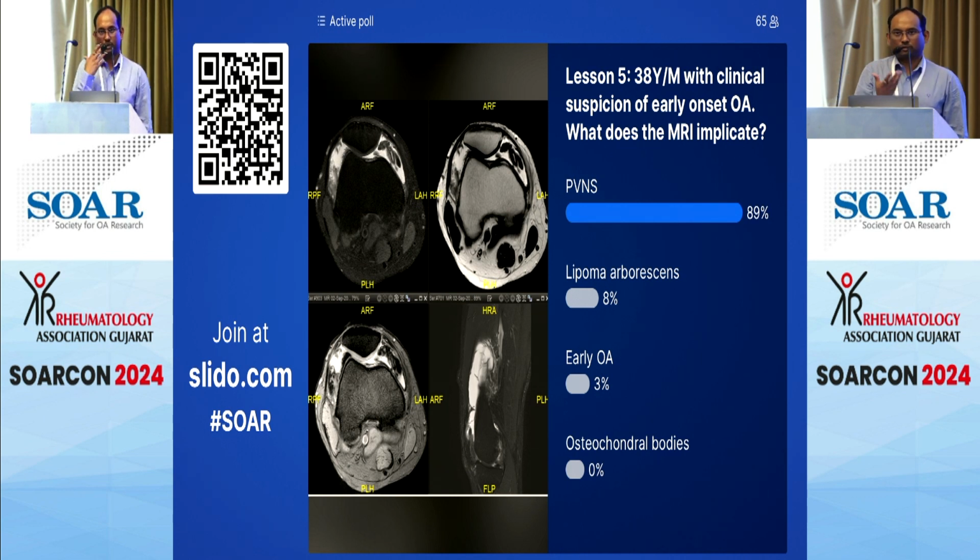In advanced cases of PVNS, you will see more large erosions, but in those cases you won't be seeing osteophytes. That is a clinching differentiating feature between osteoarthritis and PVNS.